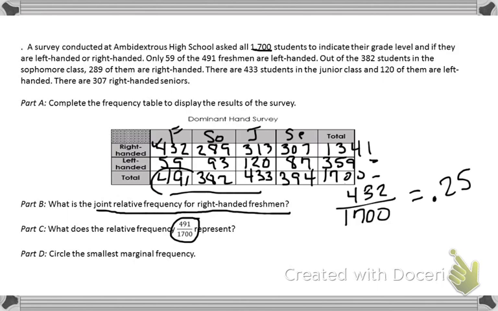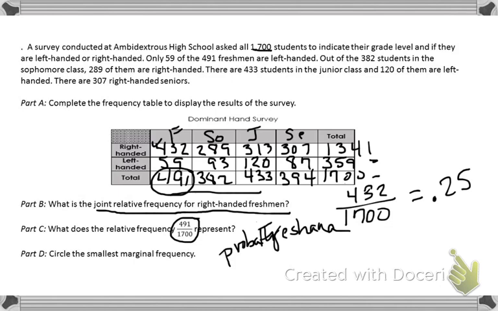Part C says, what does the relative frequency 491 divided by 1,700 represent? Well, 491 is in the margin. 491 is freshmen. So this is the probability, or the relative frequency, of freshmen surveyed. That's how many freshmen were surveyed.